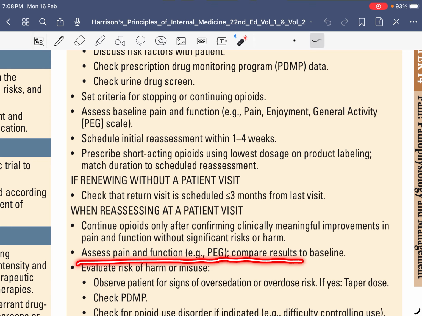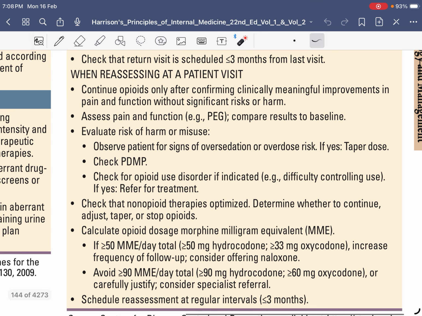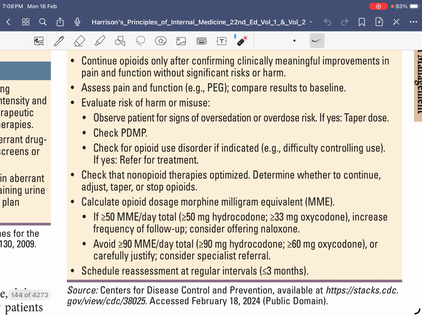Assess pain and function, for example PEG, and compare results to baseline. Evaluate risk of harm or misuse. Observe the patient for signs of over-sedation or overdose risk. If yes, taper dose. Check PDMP. Check for opioid use disorder if indicated, for example, difficulty controlling use. If yes, refer for treatment. Check that non-opioid therapy is optimized. Determine whether to continue, adjust, taper or stop opioids.